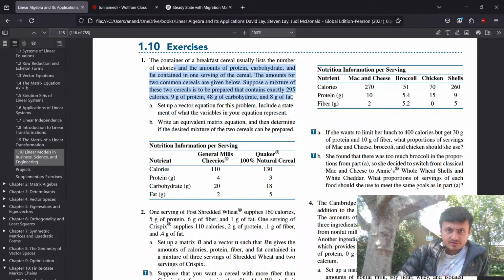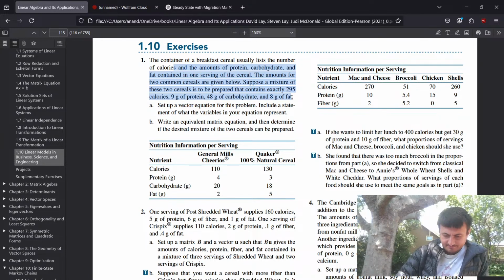A mixture that has 295 calories, 9 protein, 48, and 8. So that's the b vector, or I don't know what you call it. Whatever b is called. Set up a vector equation for this problem. Include a statement of what the variables mean.